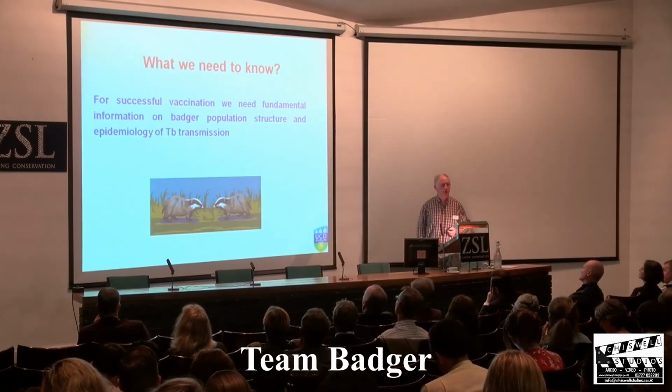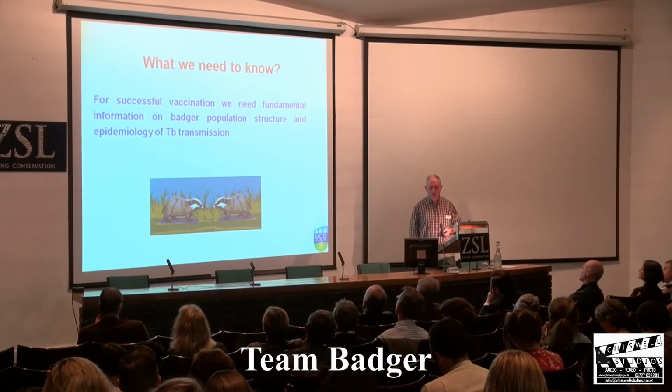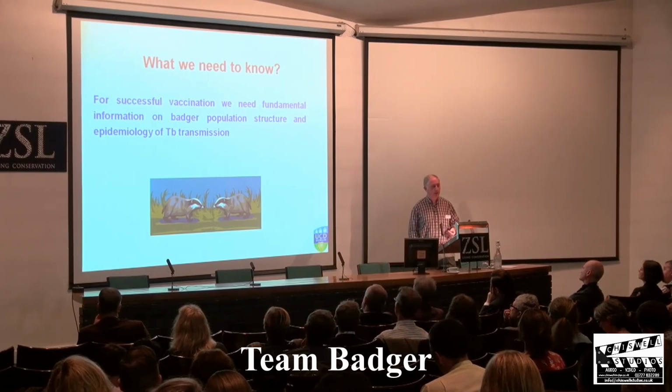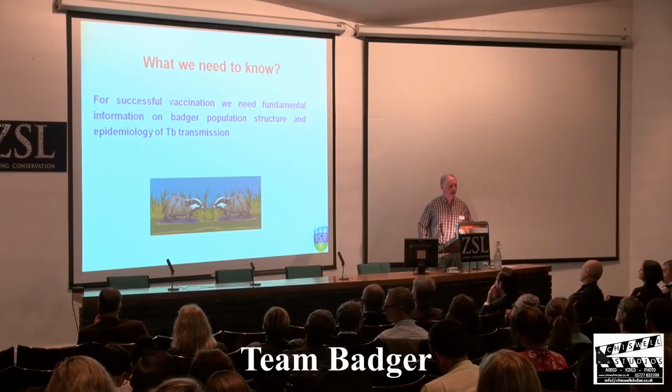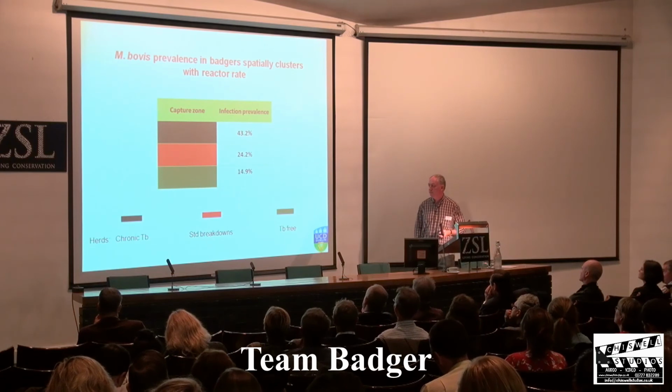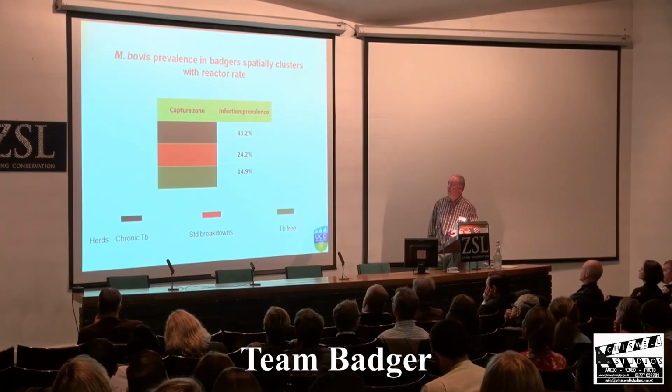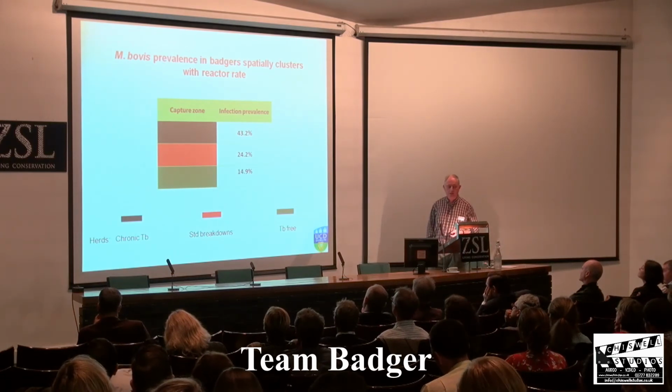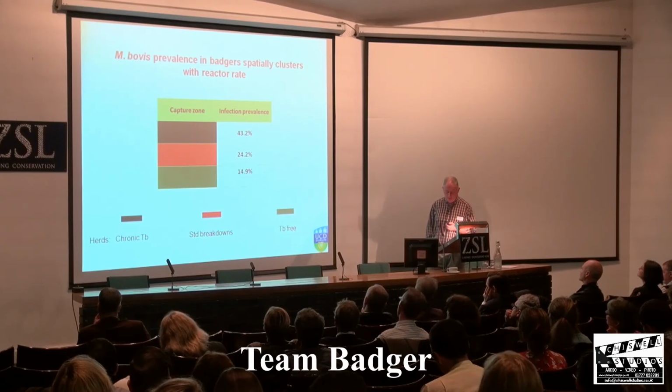So what do we need to know? Well, as Rosie pointed out and illustrated very well, we need to know some fundamental information on badger population structure and the epidemiology of the transmission, because that's really going to dictate how successful the vaccine is going to be. So again, when we look in Ireland, we have these three different sort of range of prevalences.